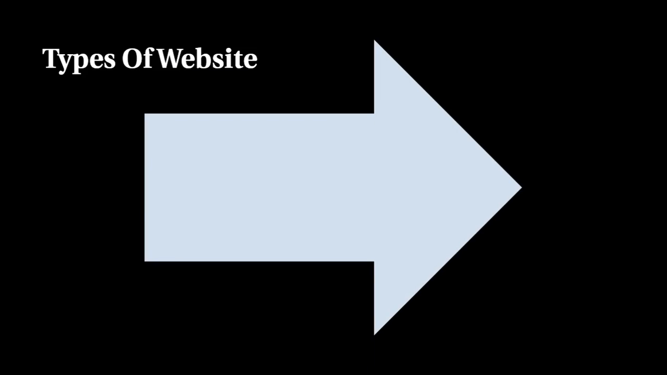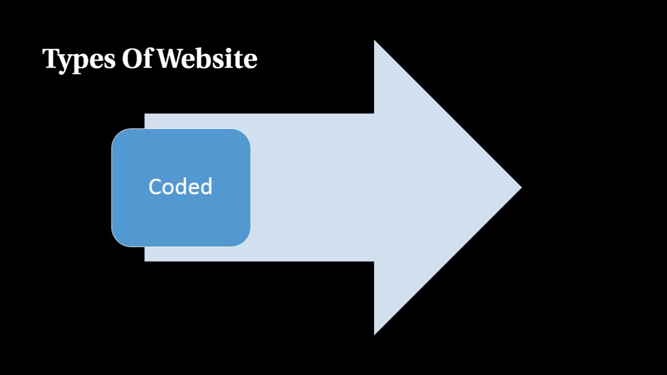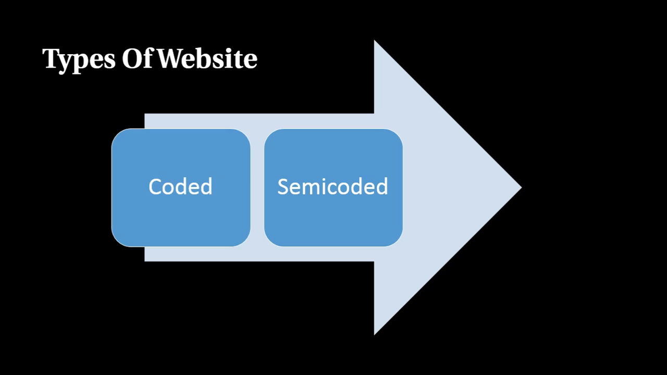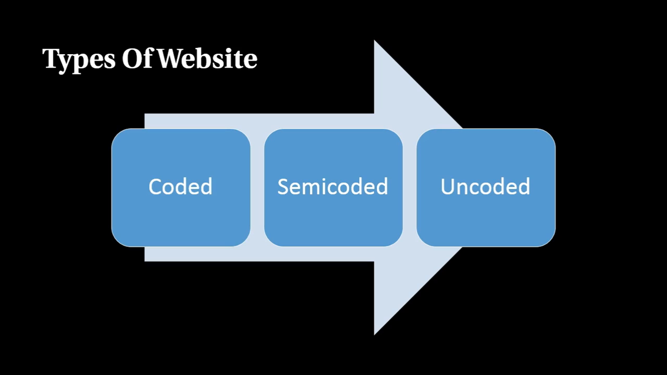Okay, quickly I want to talk about types of website, and the reason I structured this section is just to explain some things to you. The first one we have is the coded site, the second is the semi-coded site, and the third is the uncoded site. Now I'm going to reveal the back end to you, so just listen.